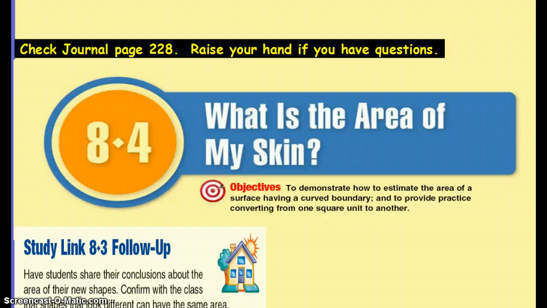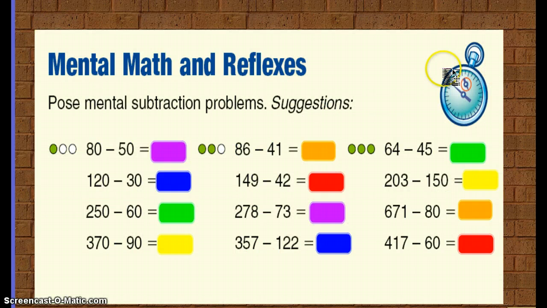8.4 starts with the question, what is the area of my skin? The objective is to demonstrate how to estimate the area of a surface having a curved boundary and to provide practice converting from one square unit to another. What I'm going to do here though, students, is have you look at the mental math and reflexes first. Let's see how quickly we can get these together.